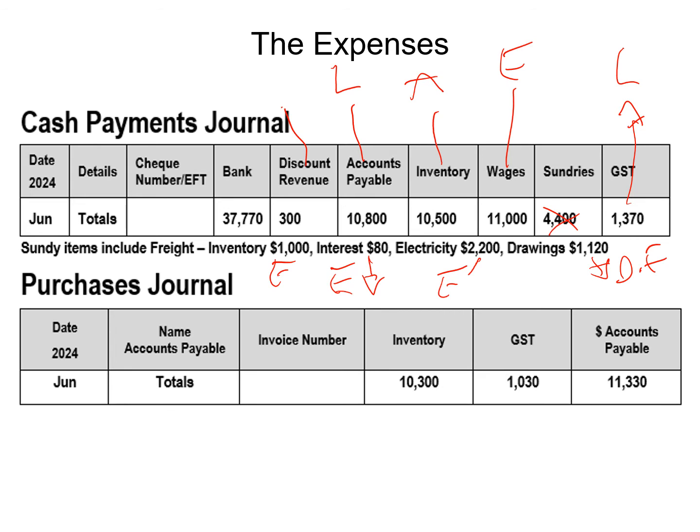Discount revenue, well, that's going to be other revenue. And our bank balance, again, that impacts our assets. If we look at our purchases journal, we've got inventory purchase, so that's an asset going up.